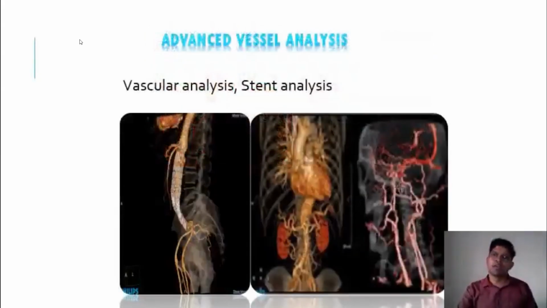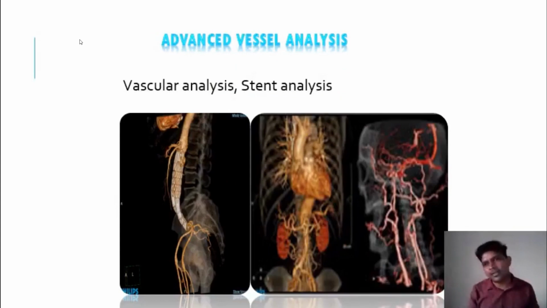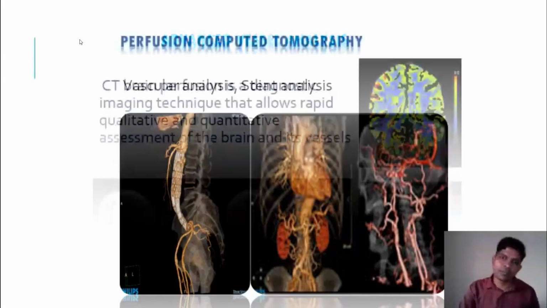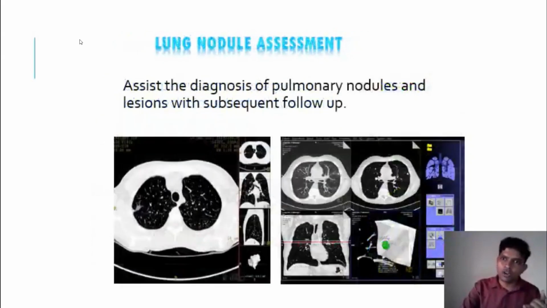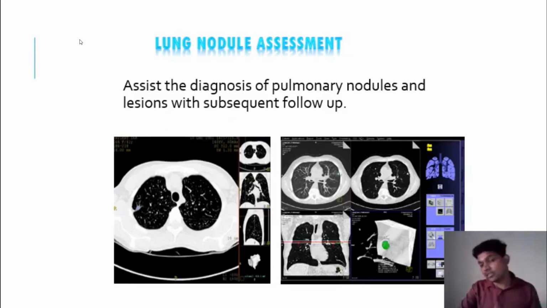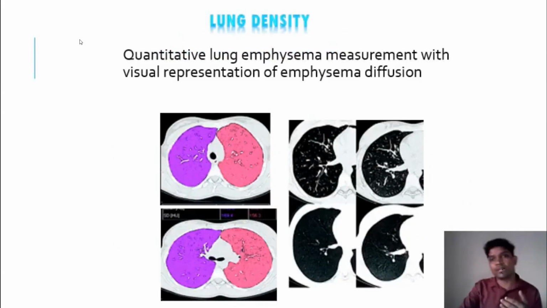Then advanced vessel analysis: you can do vascular analysis, and if a stent, balloon, catheter or anything is placed, you are able to see it. Then the perfusion technique, I think all of you are well aware of perfusion. Then lung nodule assessment is also another software which is available. These are all recent developments.